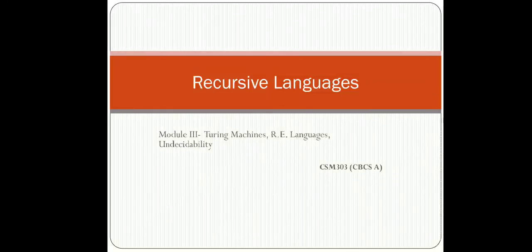We will see what recursive languages are. In our previous class we were talking about whether a problem is decidable or not decidable. So we will see what is the difference between these two, and whether a recursive language can come to a conclusion that this problem is decidable or not. We will see that. Fine.